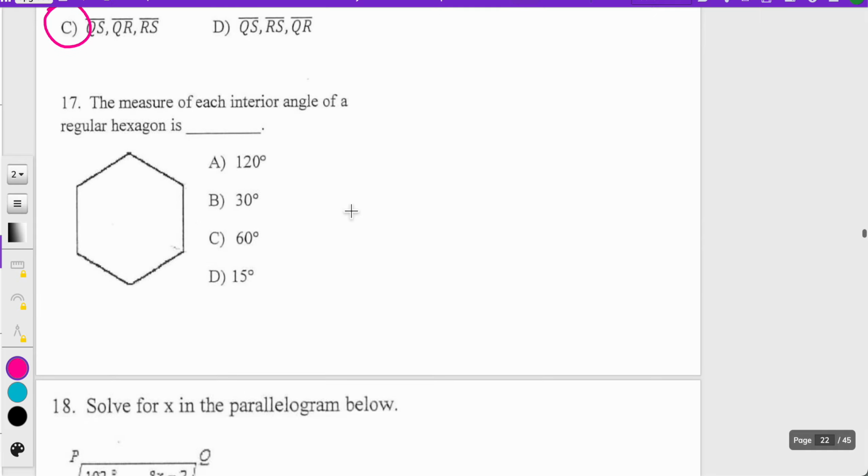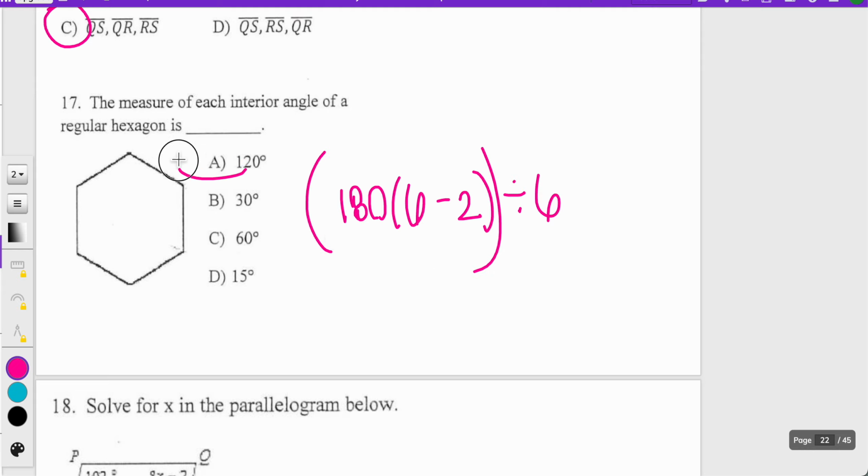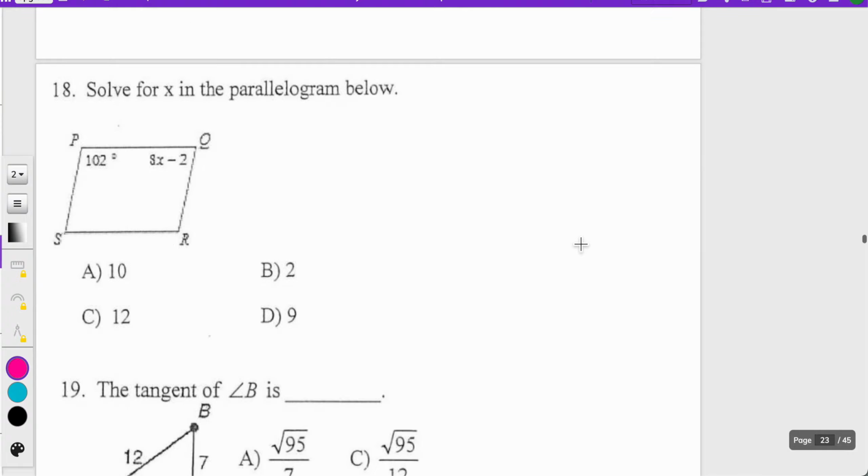The measure of each interior angle of a regular hexagon, again, that's 180 times 6 minus 2, and then divide by 6, and you're going to come up with 120 degrees.